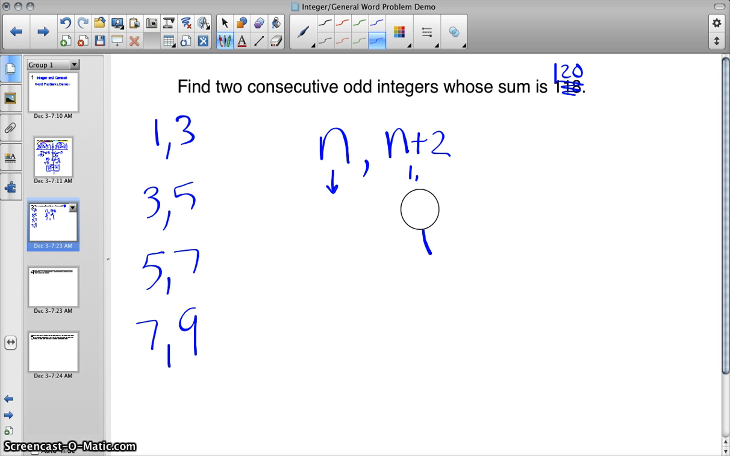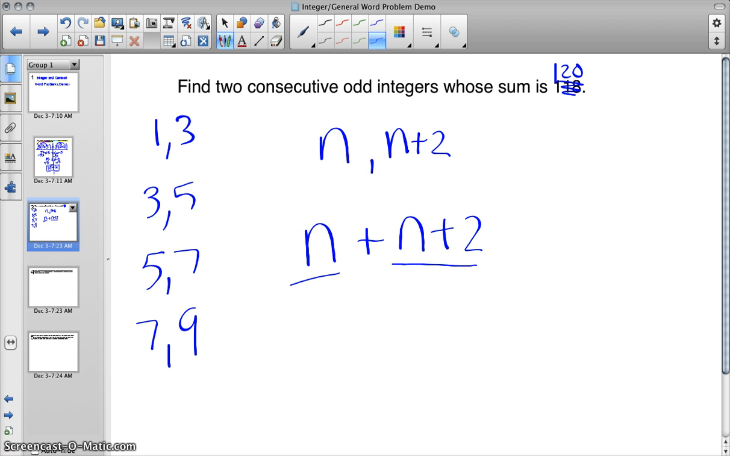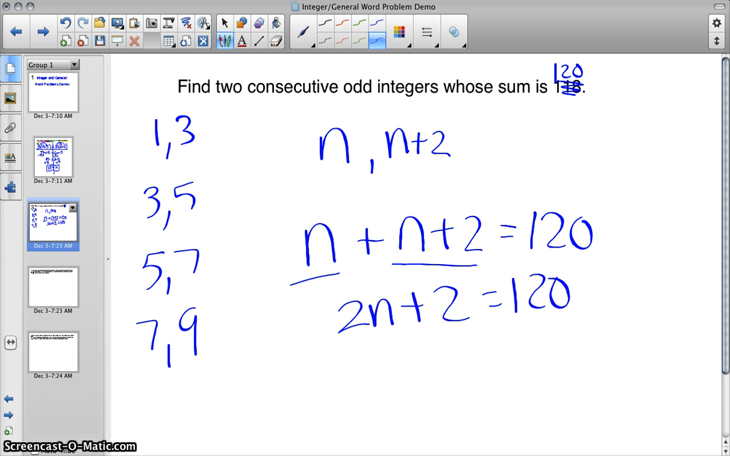Alright, so let me erase my example here. I want to keep my two numbers on here, because we're going to need them. And my eraser's being picky this morning. So what does it say we want to do with these odd numbers? It says the sum is 120. So we're going to take the first one, add it to the second one. So remember, here's our first one, here's our second one, and it equals 120. So now we just combine like terms and solve. 2n plus 2 equals 120.